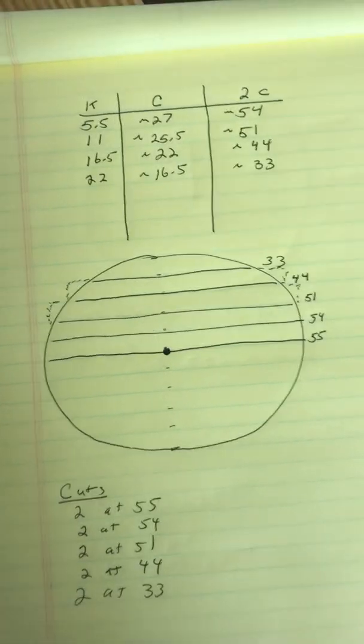So basically here's what I need to do, using my table there. I'm going to cut two boards at 55 inches. I'm going to cut two boards at 54 inches. I need two boards at 51 inches, two boards at 44, and two boards at 33. From that, I will get the circle, and I'll be able to have the boards and not waste too much wood. Now I know what I need to buy.